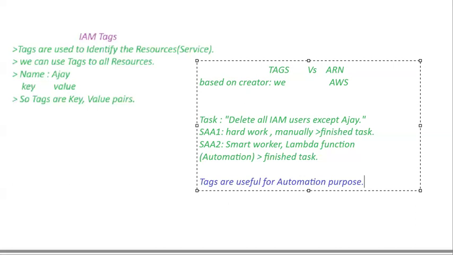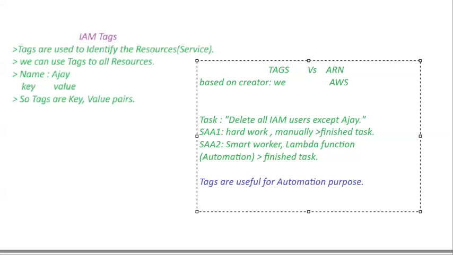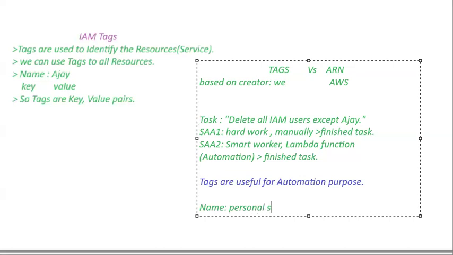Let's say I stopped all my EC2 instances except an instance with the tag name personal server. In my company, I have multiple servers, but I stopped all the servers except the server named personal server. With Lambda automation code, I did this.